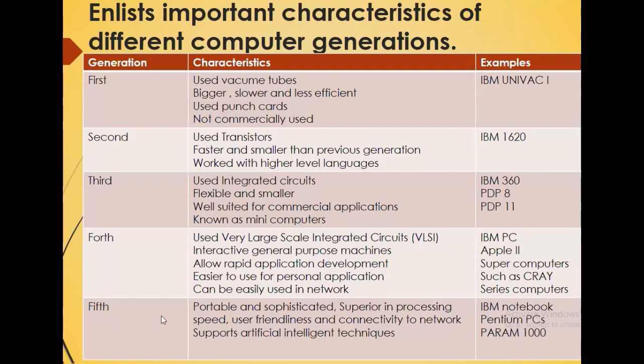Now fifth generation computer, what we are using right now, these are portable. You can say your phone also, because almost half of the things you can do on a computer, you can do nowadays on your phone also, like MS Office documentation and other things, browsing of internet. And examples are IBM notebook, Pentium PCs, and Param 1000, the supercomputer that is built by India.